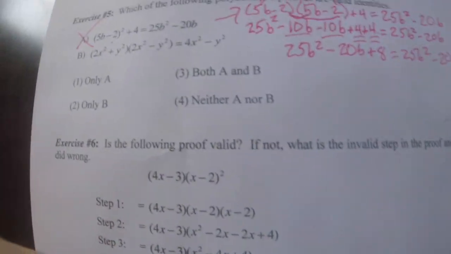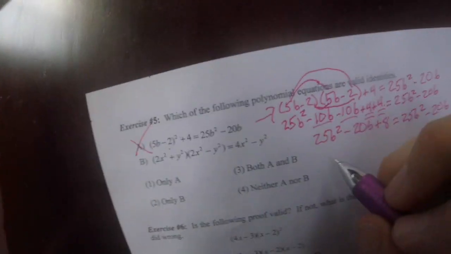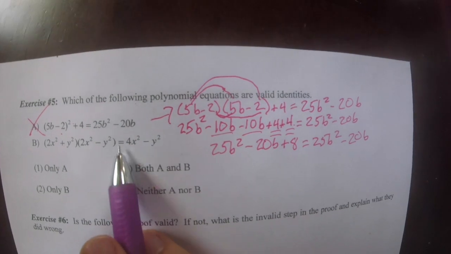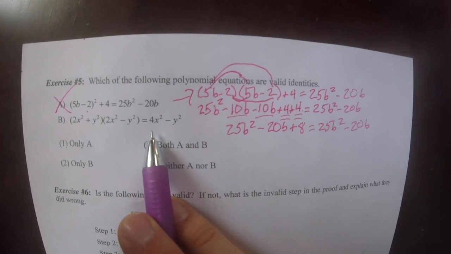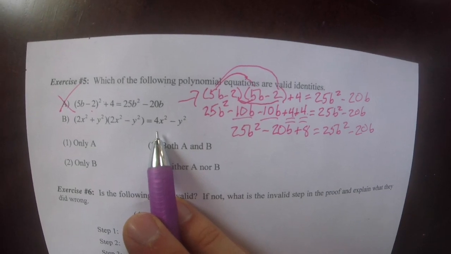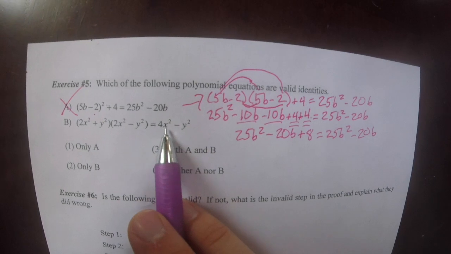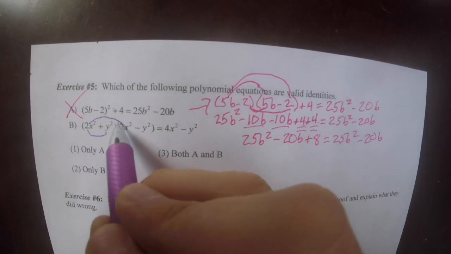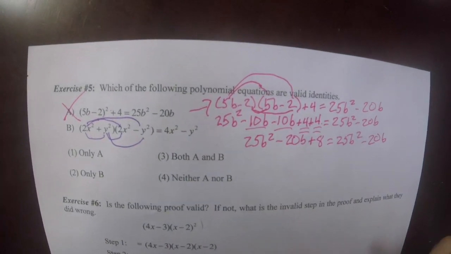All right, so now we are working on part B. Looks like there's nothing I can really do to this side. So I'm gonna multiply this side out to see if it's equal to this side over here. All right, so we're gonna double distribute. We'll do our 4 multiplications.